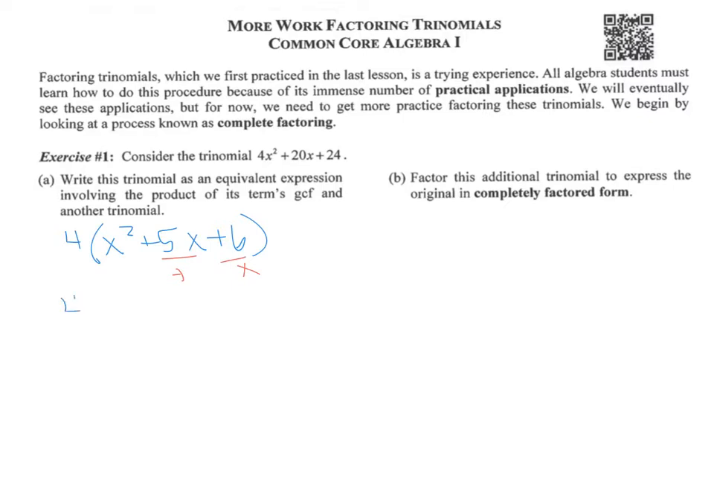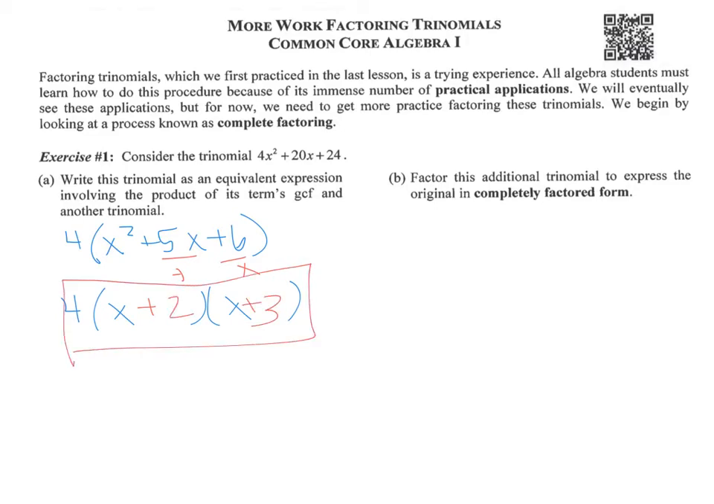So we still have our 4, but now we can make a binomial. Multiplies to equal 6 and adds to equal 5 is 2 and 3, which are both positive. So this is your final answer, which is letter B. Apparently I worked ahead. Oops.